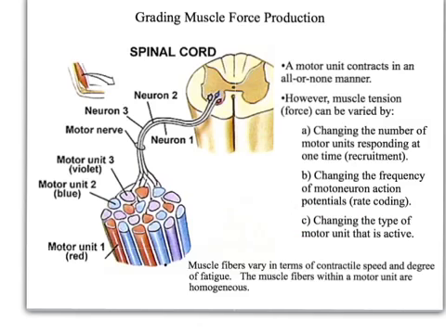One thing to remember here is that the muscle fibers within a motor unit are homogeneous, meaning the muscle fibers within a unit are all the same. Muscle fibers vary in terms of contractile speed and degree of fatigue, so the fibers will vary, but the fibers within a unit are the same, so that doesn't vary.